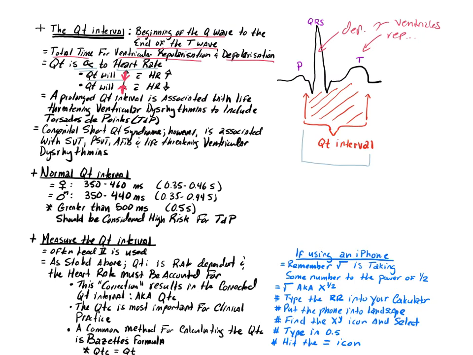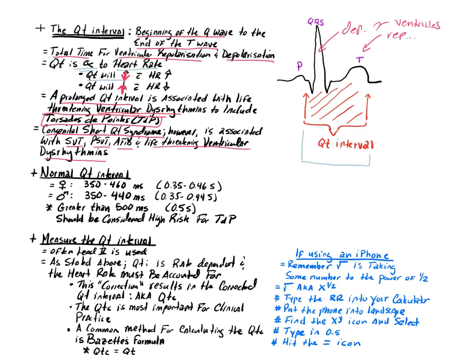We know already that a prolonged QT interval is associated with life-threatening ventricular dysrhythmias, and what is the big baddie that we're all concerned about? Torsades de pointes, TDP, that potentially life-threatening polymorphic ventricular tachycardia. There are also some issues with a QT interval that is too short versus too long. I just want to make a note about that, specifically something called congenital short QT syndrome. This is where your QT interval is very, very short. This is a congenital problem, and it is associated with SVT, PSVT, AFib, and potentially life-threatening ventricular dysrhythmias.